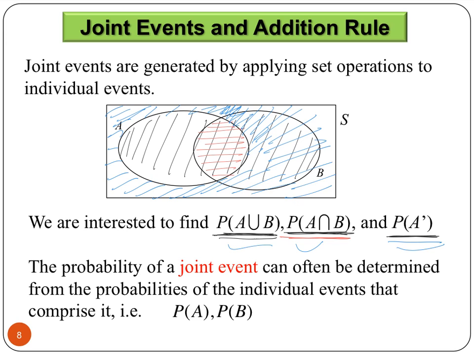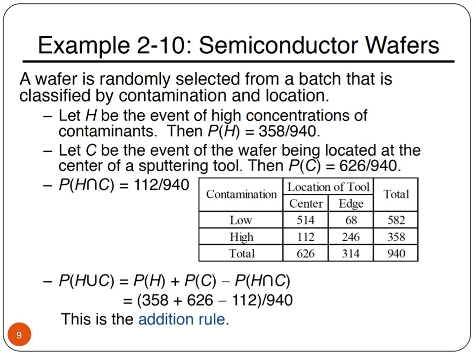As a function of the individual probabilities of the events. So that's what we are trying to do. So the first rule which helps us to calculate the probability of joint events is called the addition rule, and the addition rule helps in calculating the probability of the union of two events. Okay, let's look at this example and try to deduce where the addition rule comes from.